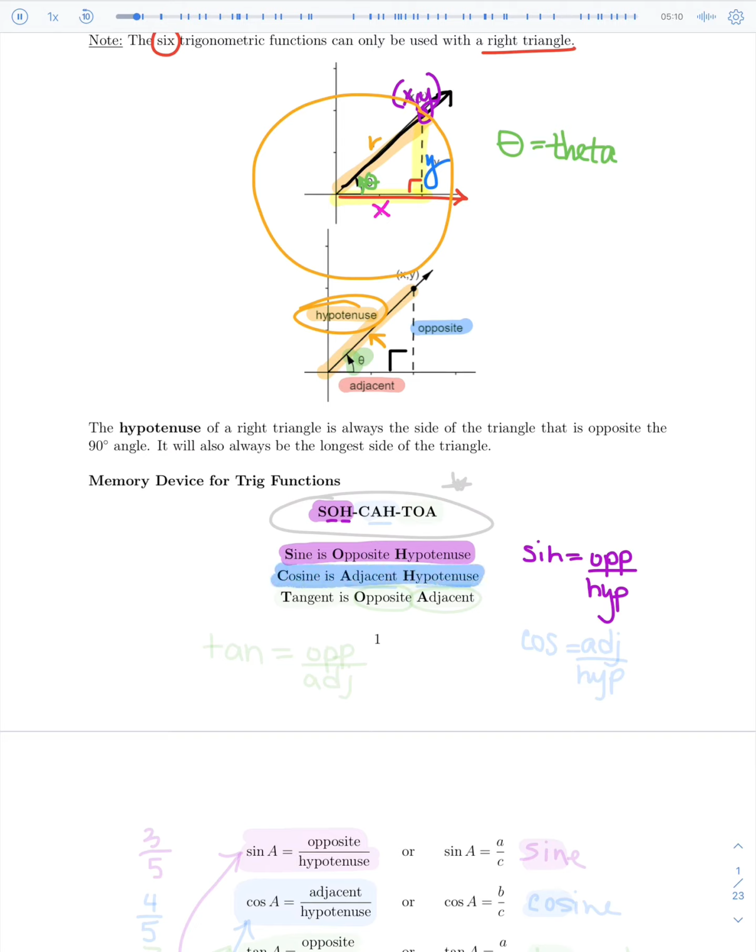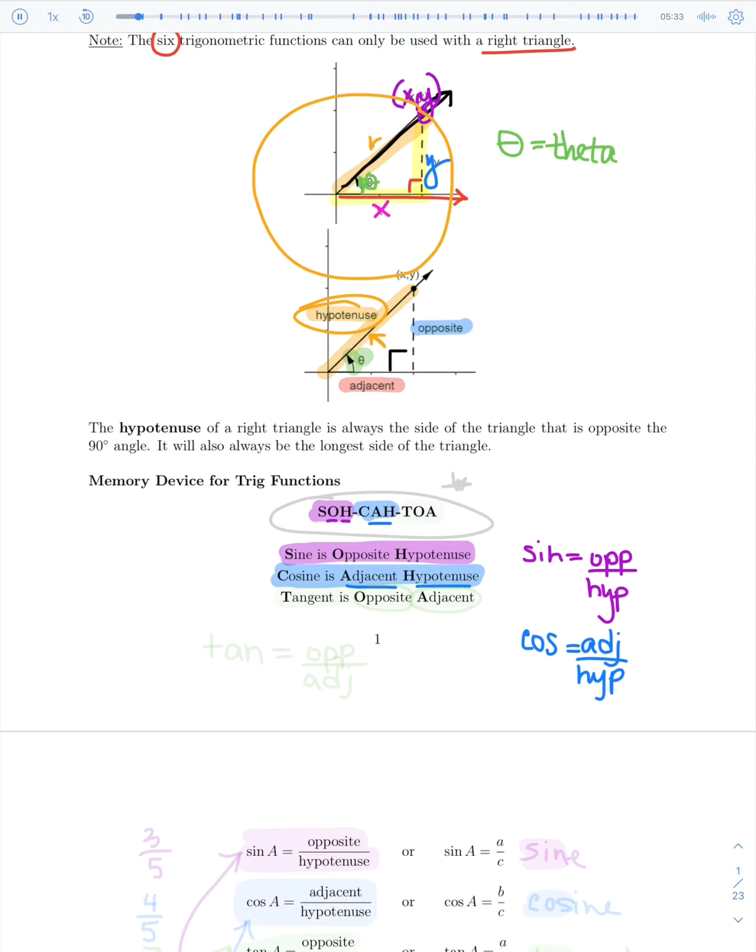And that's going to be our CAH. The C, the cosine, we'll use cos as a short for cosine, is going to be the CAH. The A is for adjacent, and the H is for hypotenuse. So the cosine will be adjacent over hypotenuse.